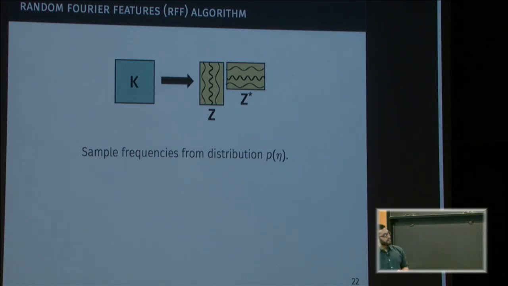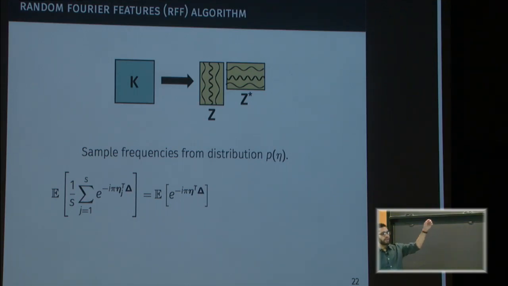OK. So what we're going to do is sample from P of eta, say I normalize it to be a distribution. We're just going to think about sampling frequencies according to that distribution. And I'm going to set all of my weights to be 1. And then it's not too hard to see that my finite sum is just 1 over s times e to the negative i pi eta_j transpose delta, where eta_j is my jth frequency I chose. It's not too hard to see that this expectation, at least of this finite sum, is correct in expectation. So this equals the Fourier transform P of eta times the complex exponential. OK?